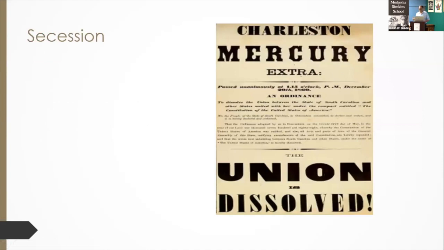Now, quickly after the election results come in, South Carolina begins hosting a series of debates and a convention to decide whether or not to secede from the Union. And of course, I think many folks have seen this image of the Charleston Mercury, which was an ardently pro-secession newspaper. It says the Union is dissolved. Okay, we always see this image, right? But I want to get into why the state left the Union.